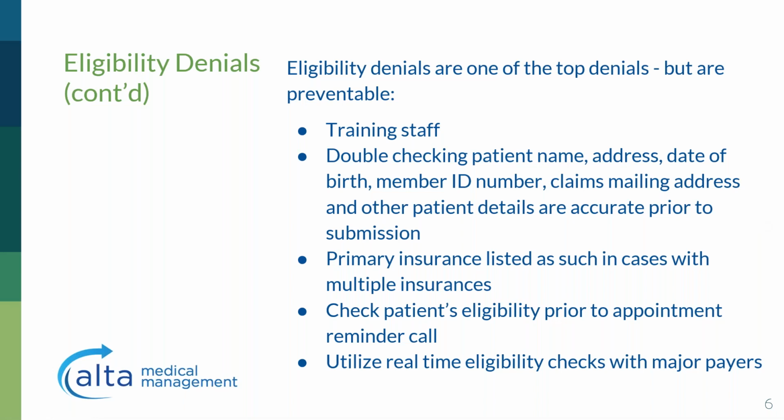And here are some ways to prevent eligibility denials. Training your staff. In most cases, your front desk staff is going to be the front line in dealing with your patients. Training your staff to understand what can cause denials is one of the biggest ways to avoid simple eligibility denials. Having a process in place for double checking that the patient's details were entered into the system accurately is a great way to catch simple keying errors.